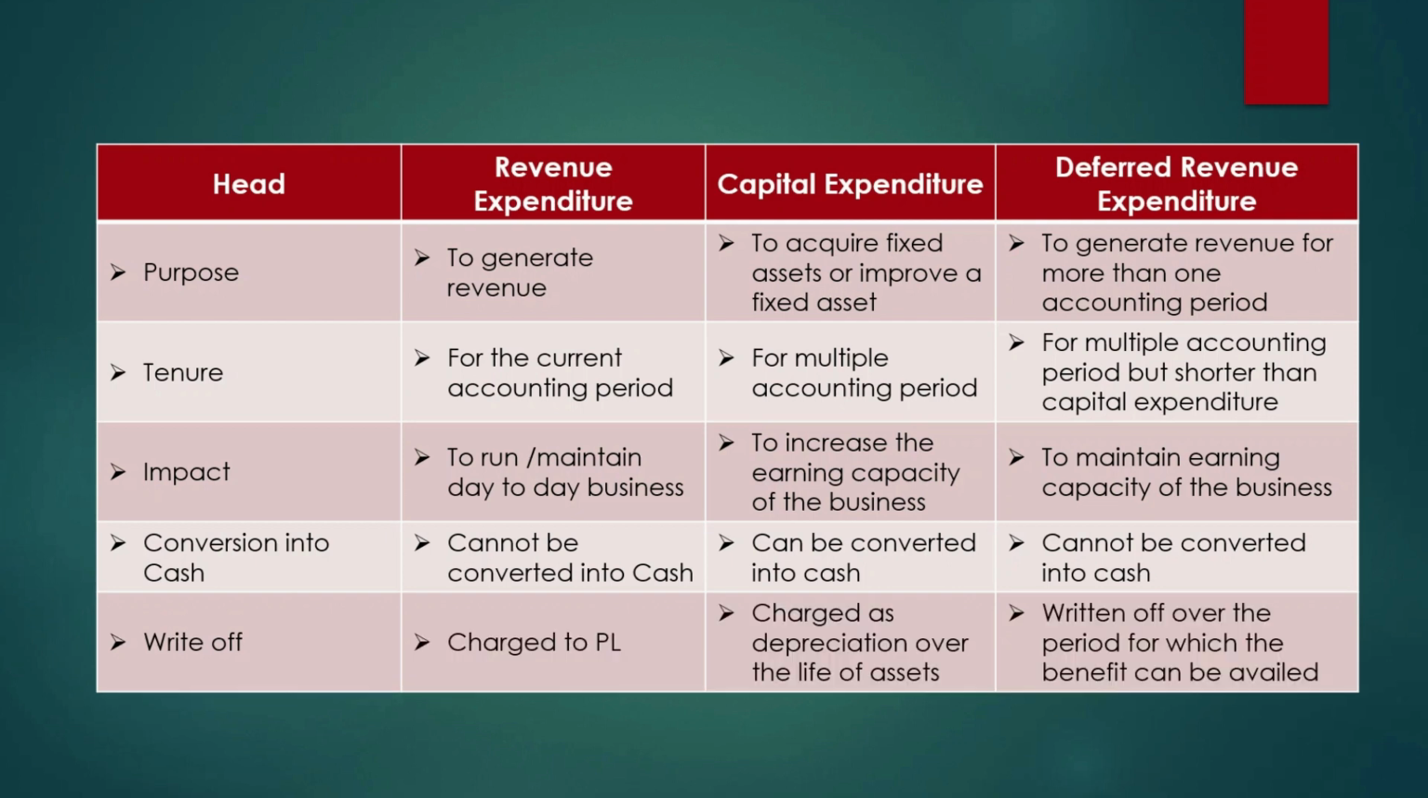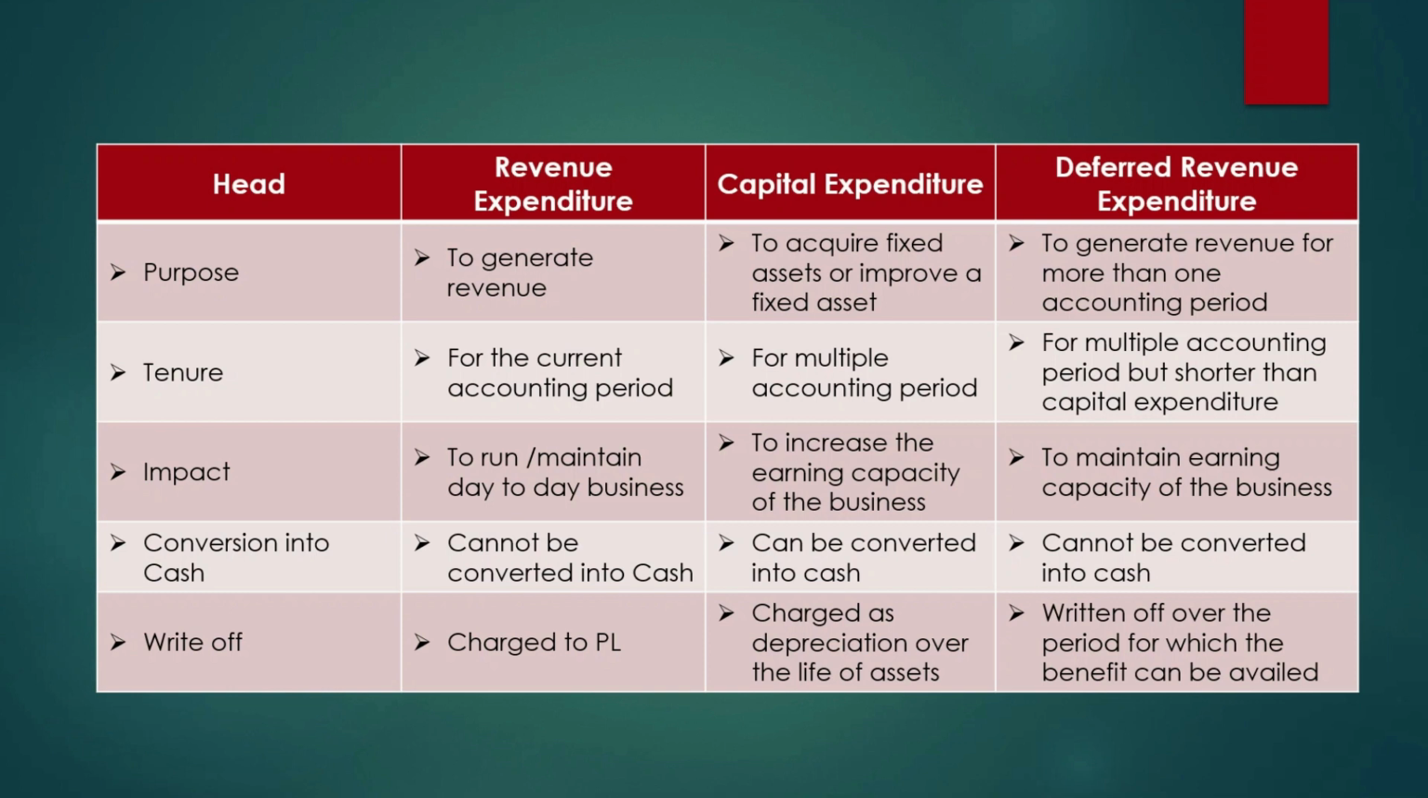Write off. Revenue expenditure is written off entirely in the current accounting period in the P&L because it is for the current period. Capital expenditure, it is written off in the form of depreciation, which is based on the method of depreciation that you choose and is charged to your P&L over the life of the asset. Deferred revenue expenditure, this is written off over the period for which the benefit of that expenditure that you're making can be availed. I hope the concept is now clear for you all.